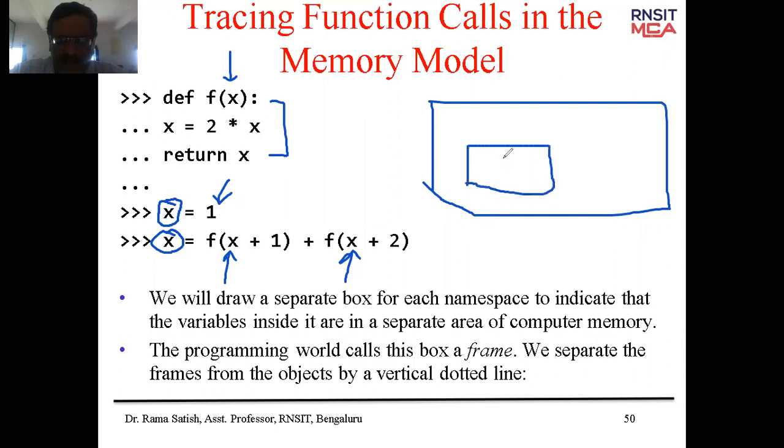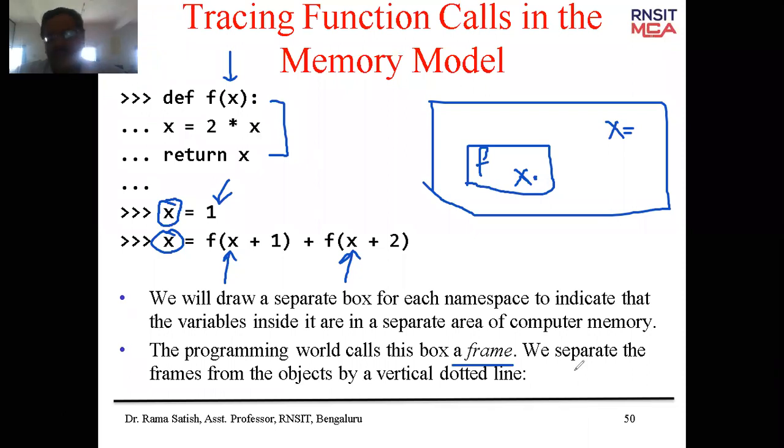So if you write f of x, f is the function, and inside it you have a variable x. What value x holds is recorded here, and what x holds outside the function is recorded here. This is a function namespace, and this is a global namespace, and the programming world calls this box a frame. So they call this namespace box a frame.